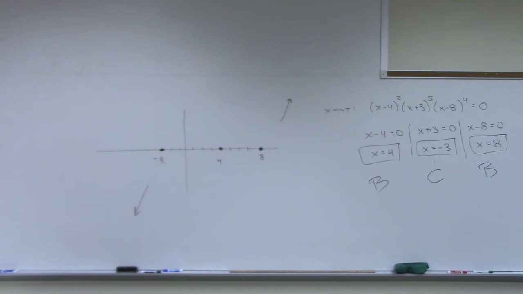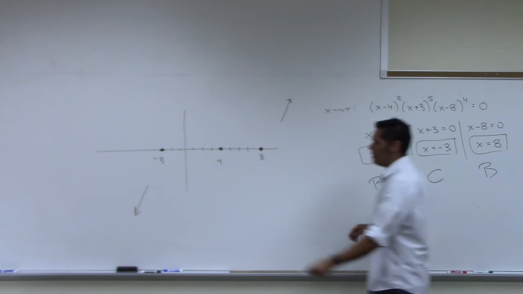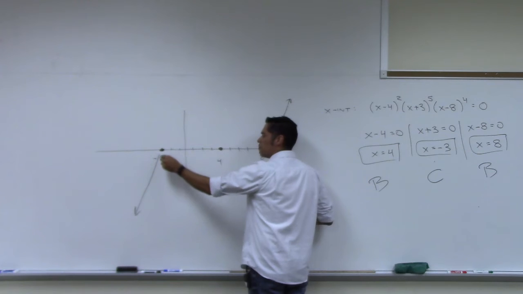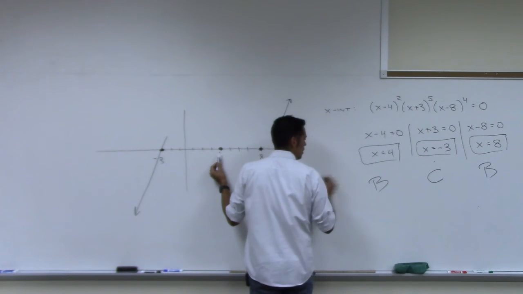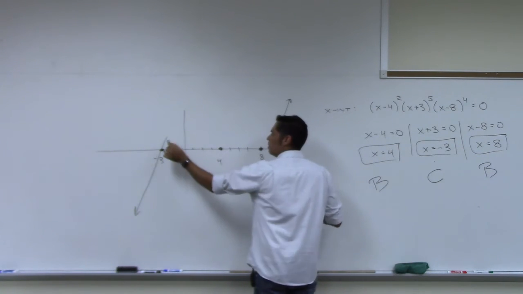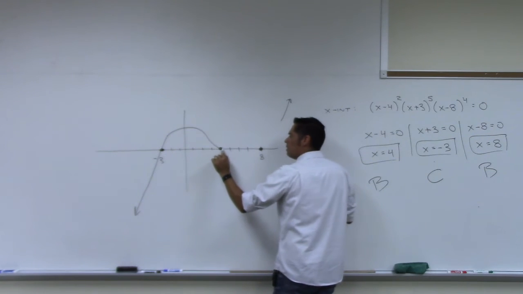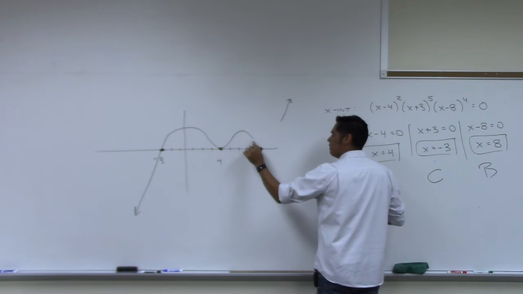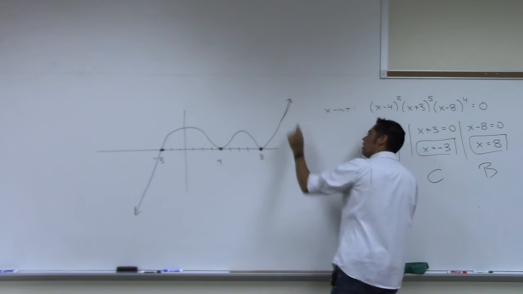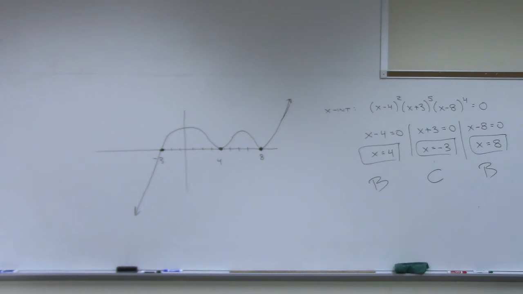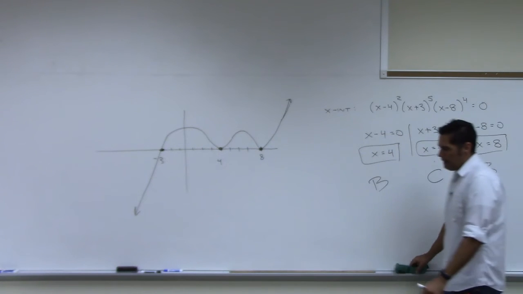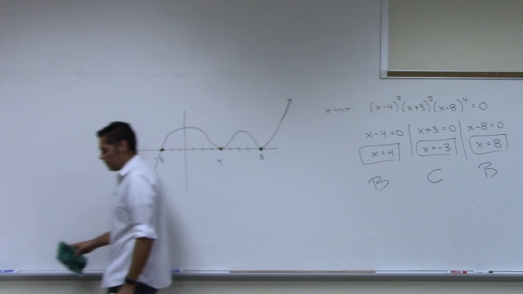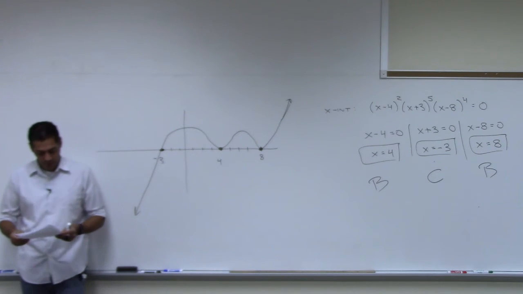So what am I going to do at -3? Cross through, right? So I've got to go and cross through this like that. And then when I get to 4, I've got to bounce. Right? Like that. And then when I get to 8, got to bounce again. That's it. That's the graph of that polynomial function. What do y'all think? Okay.